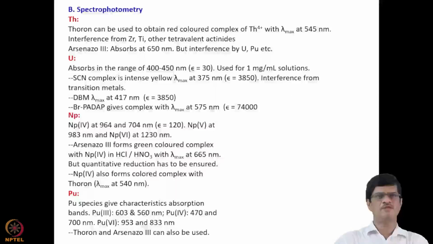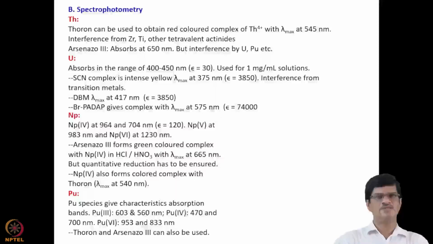But quantitative reduction has to be ensured, otherwise there will be errors in the results. So neptunium oxidation state has to be maintained at +4 by using reagents like ferrous sulfamate, which we have already discussed. Neptunium 4+ also forms a colored complex with thoron with lambda max at around 540 nanometer. So it can interfere with the estimation of thorium, and the same way thorium also can interfere with the estimation of neptunium by thoron. Plutonium species give characteristic absorption bands.